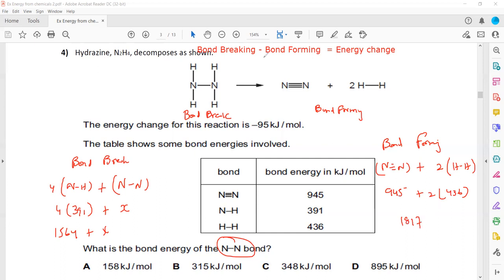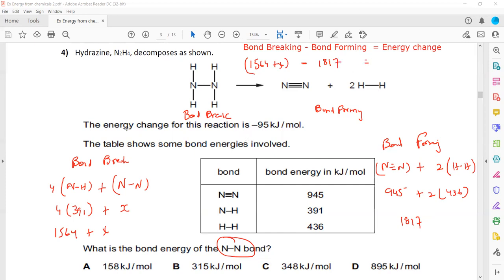So we have bond breaking, we have bond forming, and according to the formula, bond breaking minus bond forming is equal to energy change. So bond breaking energy, which is 1564 plus X, minus bond forming, which is 1817, is equal to energy change. They mention in the question the change in energy is minus 95. What is the meaning of minus? A negative energy change means the reaction is exothermic. If the reaction was endothermic, then energy change will be positive. So here the energy change is minus 95.